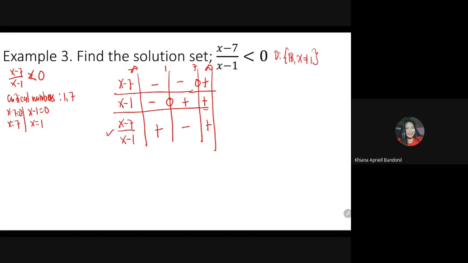But we want that our solution set must be less than 0. So less than 0, ito lang po yung solution set natin. So the solution set will be, since that is less than, so basically we will be using the parentheses. So the solution set is 1 and 7. Question, saan dumikit?